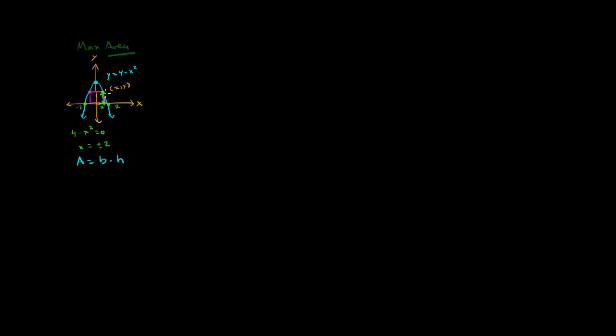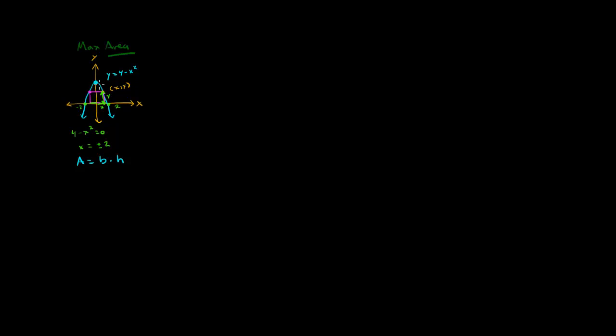And so now if you think about it, the base of the rectangle isn't x, it's actually going to be 2x because this distance is x, but also that distance would be the same, would be x. You say, well, why is it the same? Well, because this is an even function, y equals 4 minus x squared.